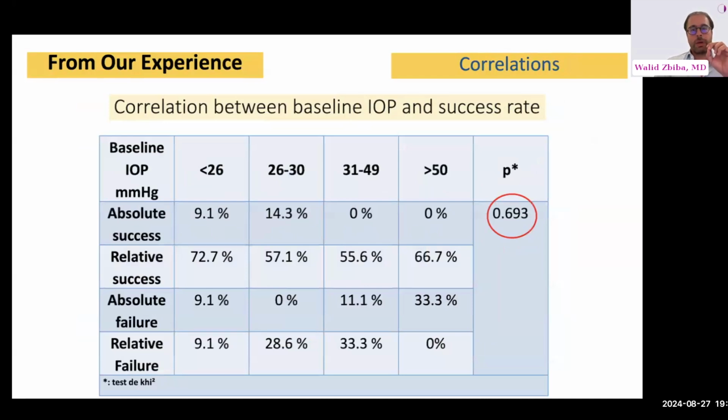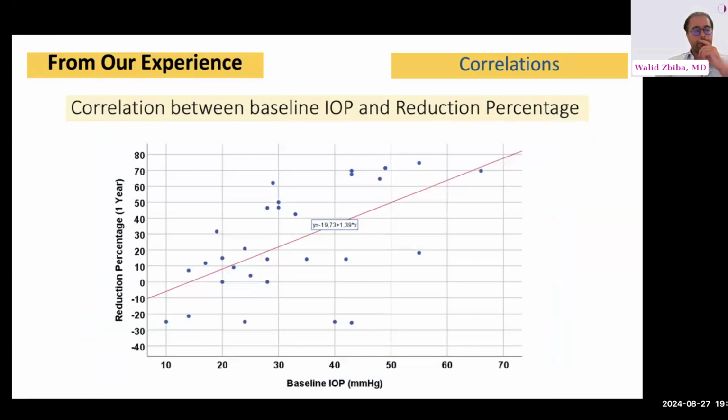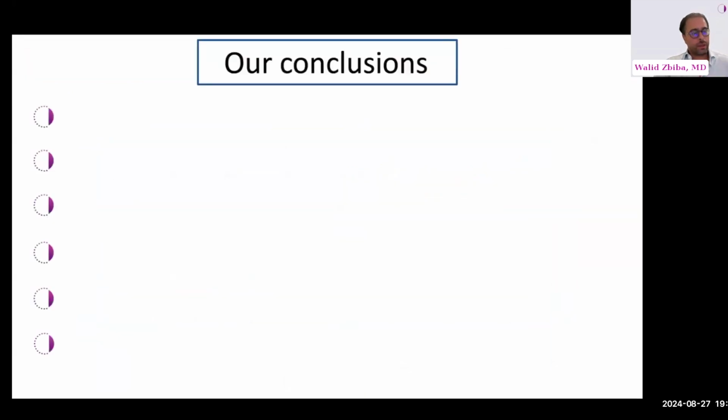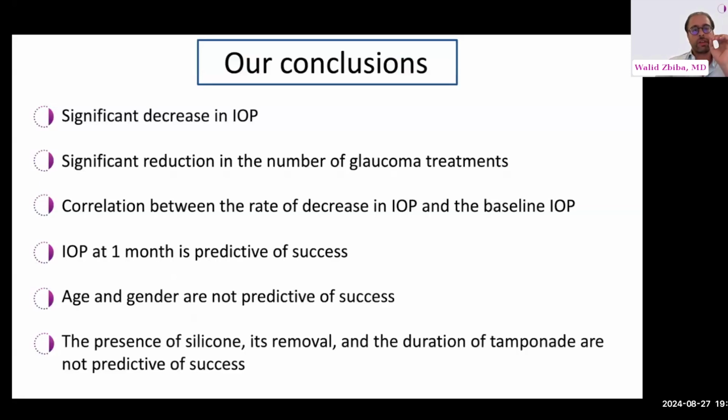Also between baseline IOP and success rate. Sorry. We found a high correlation between the baseline IOP and the reduction rate in IOP at 1 year. We conclude MicroPulse gives a significant decrease in IOP in this disease and a significant reduction in the number of glaucoma treatments. There is a correlation between the rate of decrease in IOP and the baseline IOP, a useful sign to detect a good response.